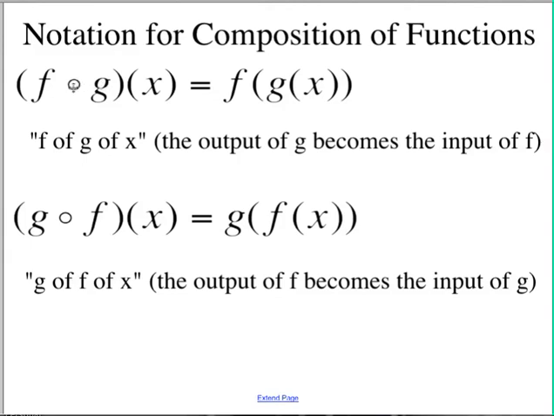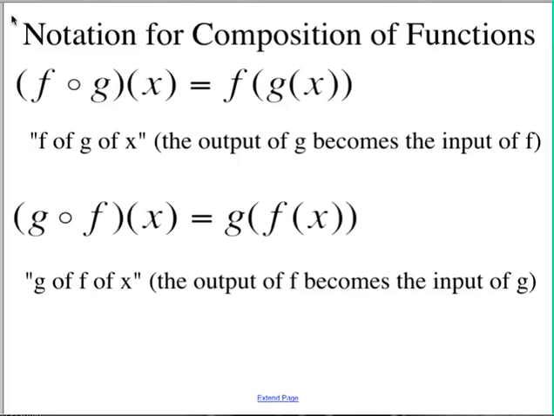It kind of looks like an O for fog, but it's f of g of x, which can also be written as f of g of x with parentheses. If you use the parentheses, you work from the inside out, and if you have the f with the little o, you work from right to left. So this is telling me that I'm going to do the g function first. The output of g becomes the input of f. And then if I switch them around, it's g of f of x, or g of f of x in parentheses. This means the output of f becomes the input of g.